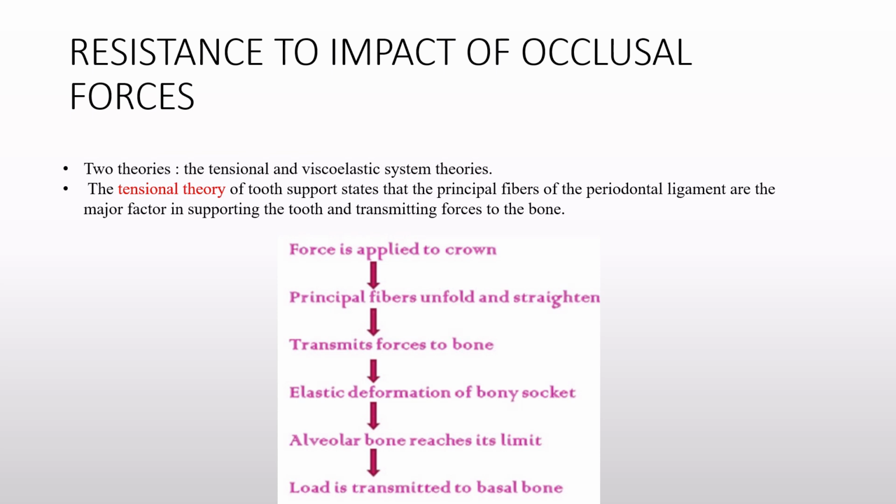The tensional theory of tooth support states that the principal fibers are the main factor in supporting the tooth and transmitting the forces to the bone. When a force is applied to the crown, these fibers first unfold and straighten, and they transmit the forces to the bone, thereby imposing an elastic deformation of the bony surface. Finally, when the alveolar bone has reached its limit, the load is transmitted to the basal bone.